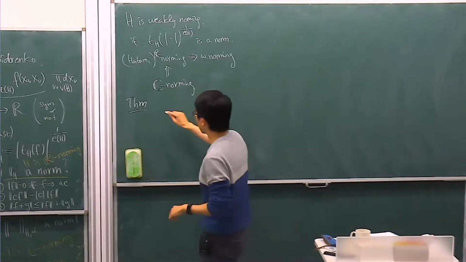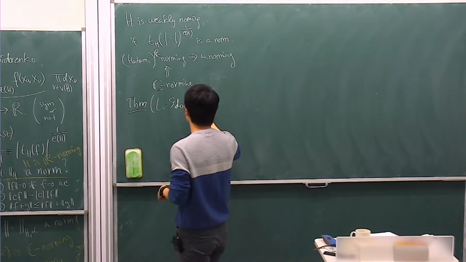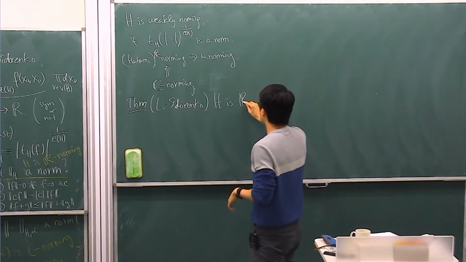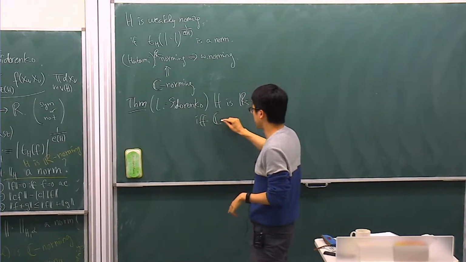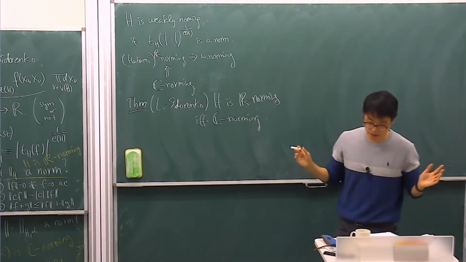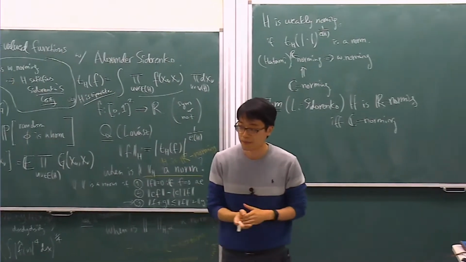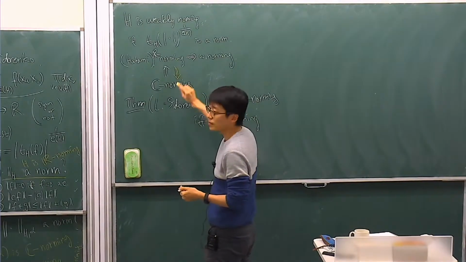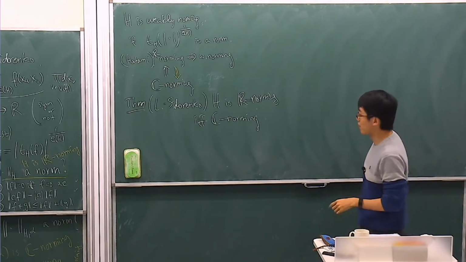Okay, so here's a theorem by myself and Sasha. H is real norming if and only if it's complex norming. So we don't have to worry about the underlying field. We basically prove the converse. This is nice, but why is this interesting?